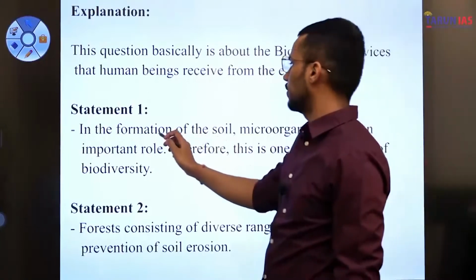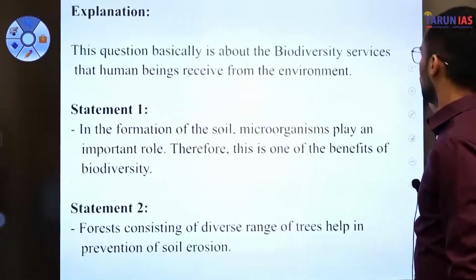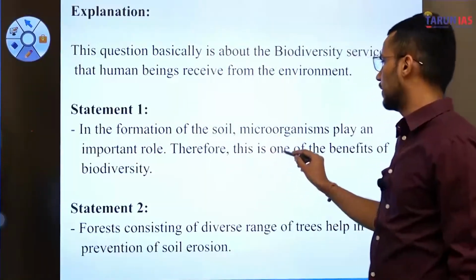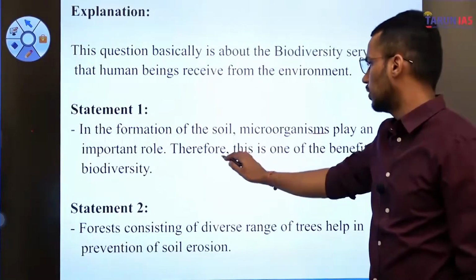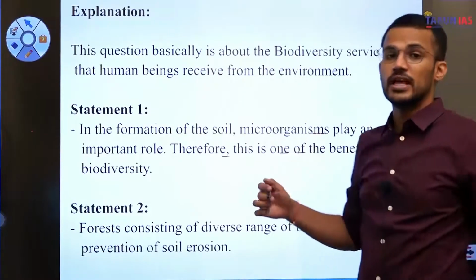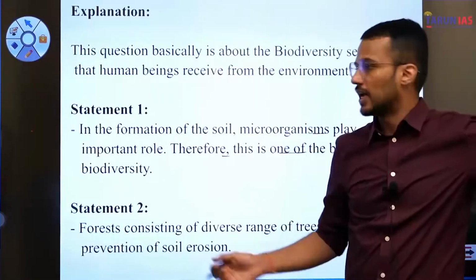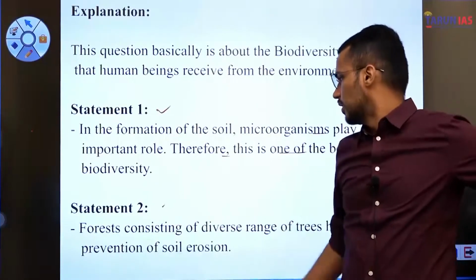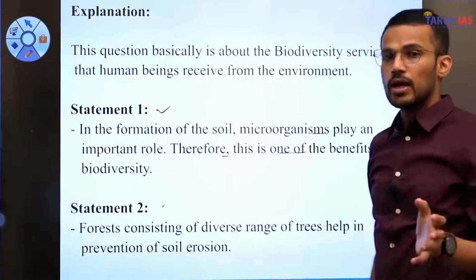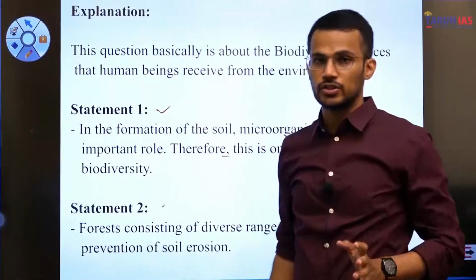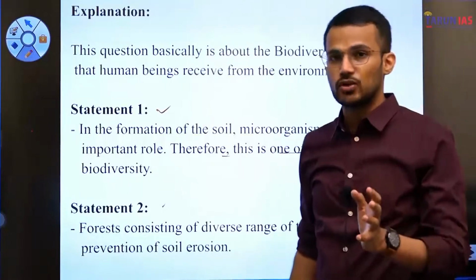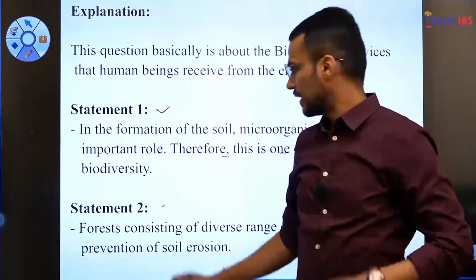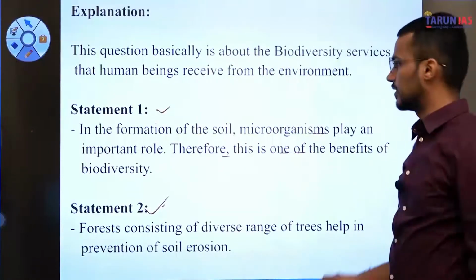So first statement is about the formation of soil. In the formation of the soil, microorganisms play an important role. Therefore, this is one of the benefits that we are receiving from biodiversity, and hence first statement is correct. Second statement is about soil erosion. Biodiversity helps us to prevent soil erosion, where the role of forest or different types of vegetation present on soil is important, and hence even the second statement is correct.